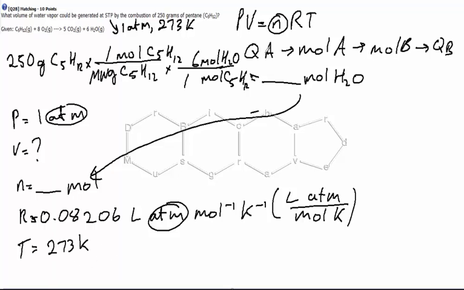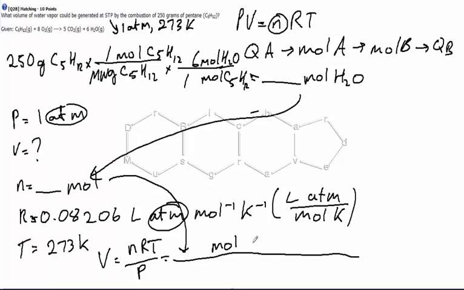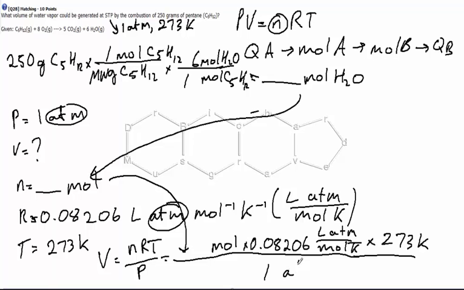Alright, so now we know that PV equals nRT, so V equals nRT over P. N, that's what we get from here. It's a certain number of moles. R, 0.08206 liters atmospheres per mole kelvin. Temperature, 273 kelvins. Pressure, 1 atmosphere. Alright, so that's going to give us our volume.